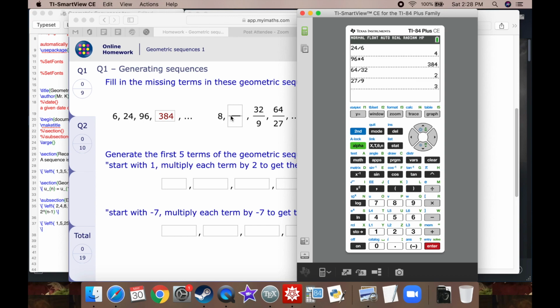So what do I put here? Well, I got to take 8 and multiply it by 2 over 3. Now, on a TI-84, it's not going to give you the exact answer here.